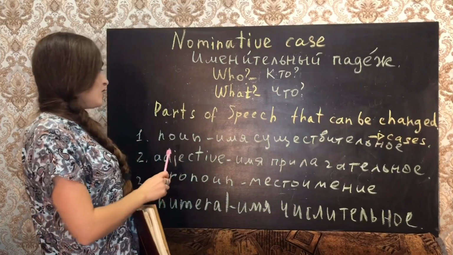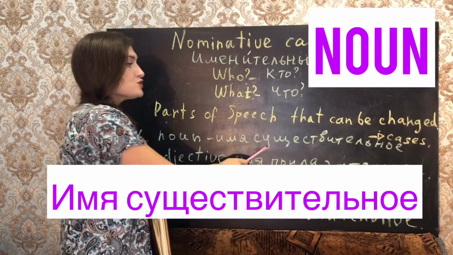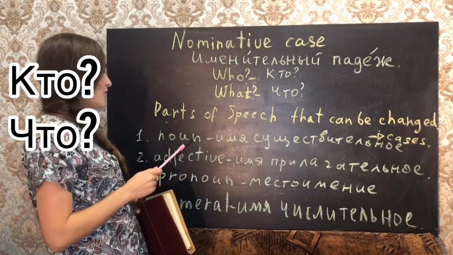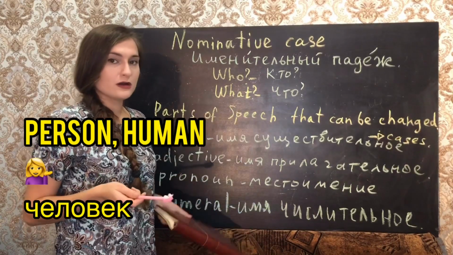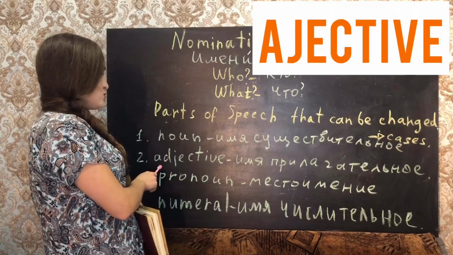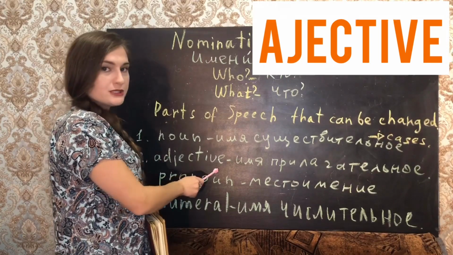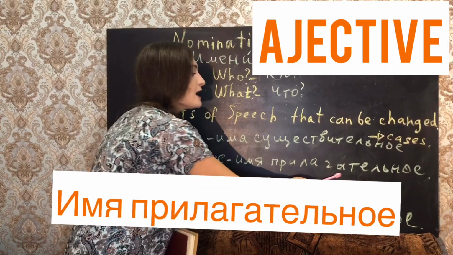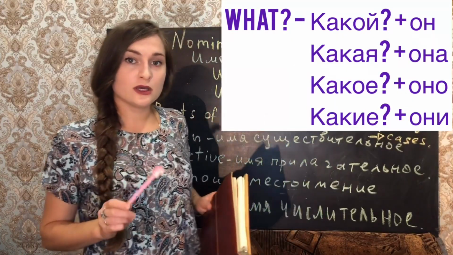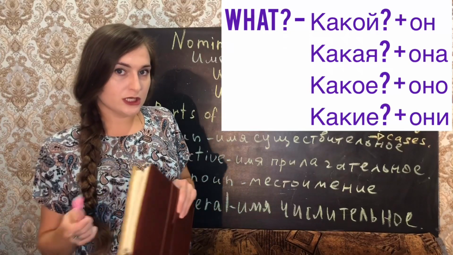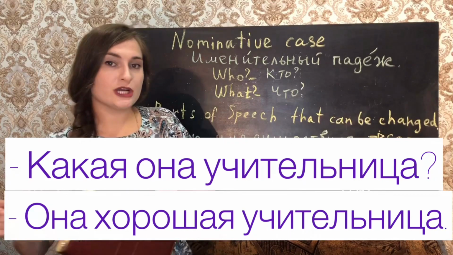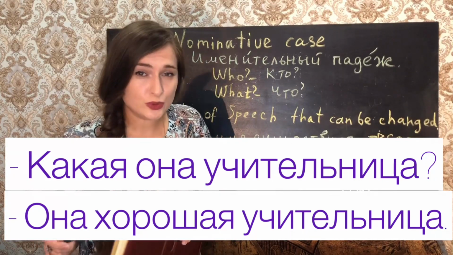Okay, and let's realize what parts of speech can be changed into the cases. So, the noun. Имя существительное with the question кто, что. A person, человек, or a table, стол. The second one, adjective. Имя прилагательное with the question what, like какой. What teacher is she? Какая она учительница? Она хорошая учительница. She is a good teacher.